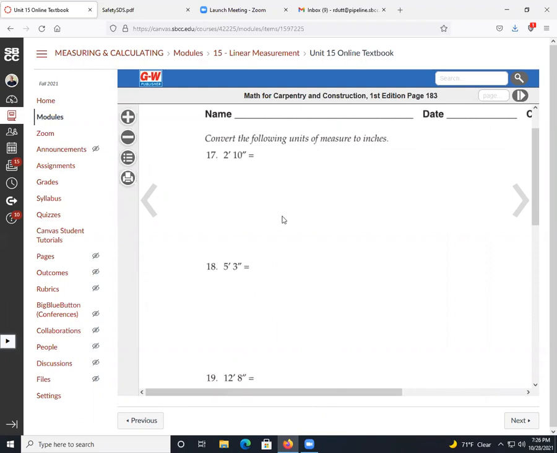Joel Santos, 2 foot 10 inches equals how many inches? Joel, did you ever come back from the break? 34 inches. Boy. Very good.